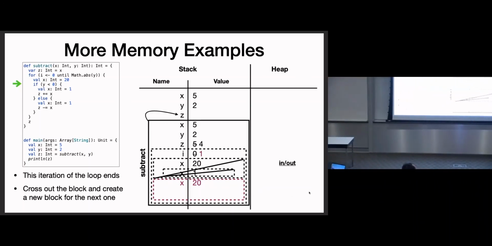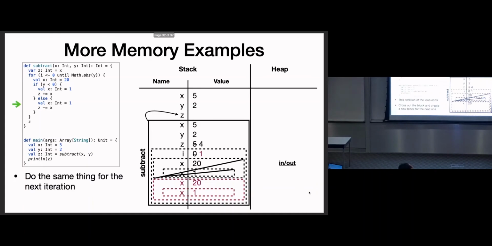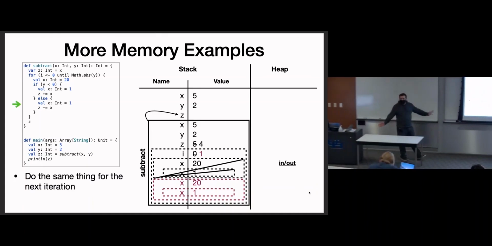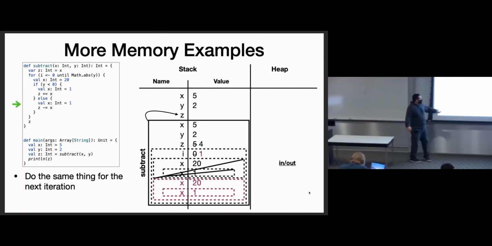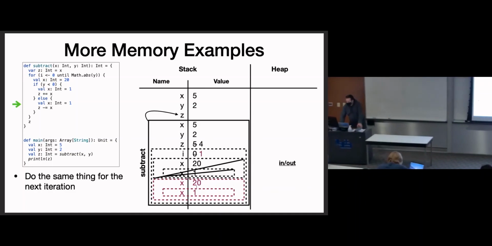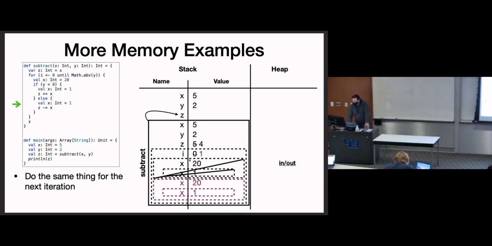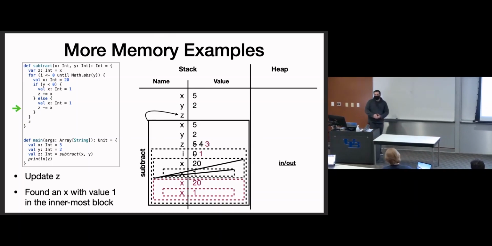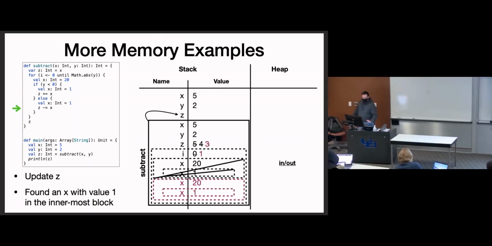So we get a new x equals 20. We get a new x equals 1 inside the else block, and it's the same old story. We're going to access x. We find x in the innermost block, x equals 1. Z, don't find it here, don't find it here, don't find it here. Find it right here. 4 minus equals 1. Update that to 3. Same exact story as we did on the last iteration.